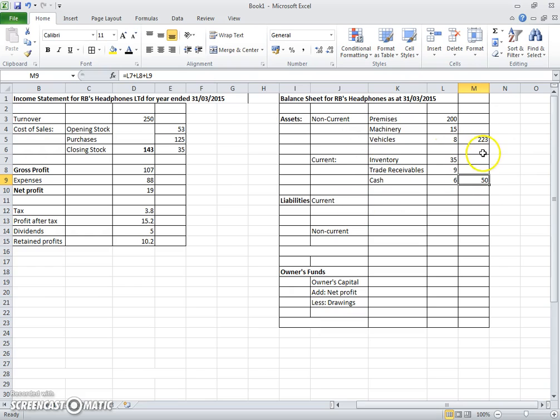So this is all the stuff that he owns. So he owns about £273,000 worth of stuff, of assets, of items of value to the business. But it's not as simple as that. He can't just run off with 270,000 quid.